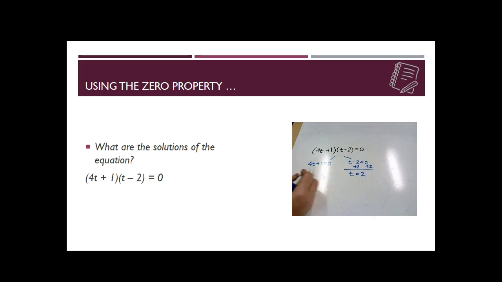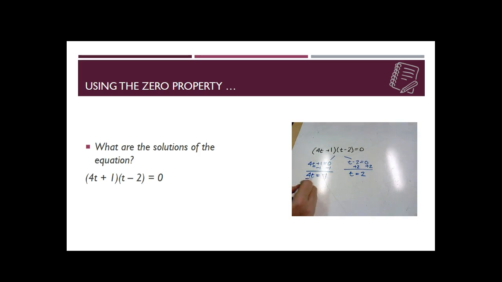The other one over here, I'm going to again isolate that t. So the first thing I'm going to do is subtract the 1 from both sides. That's what I call the brother and sister rule. Whatever you do to one side of the equation, you have to do to the other. And I'm left then with 4t equals negative 1.